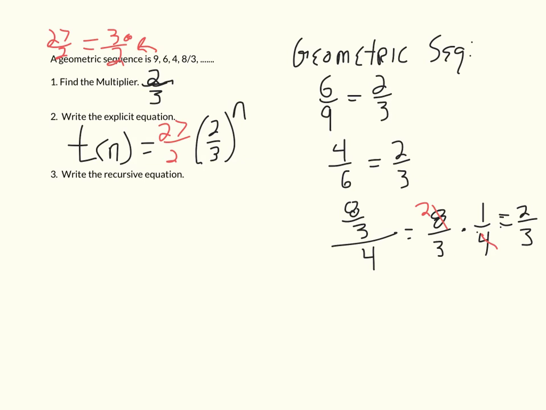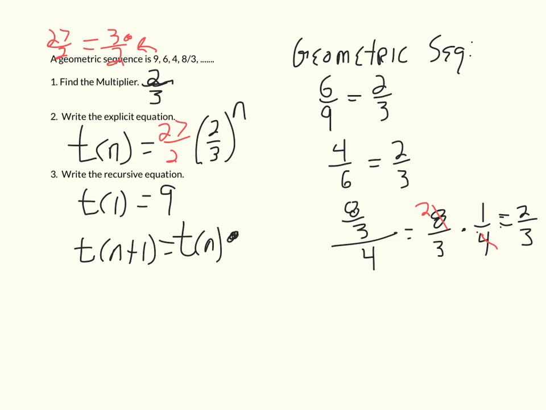In the recursive formula, our first term, t sub 1, is equal to 9, and therefore the next term, t of n plus 1, equals t of n times 2/3.